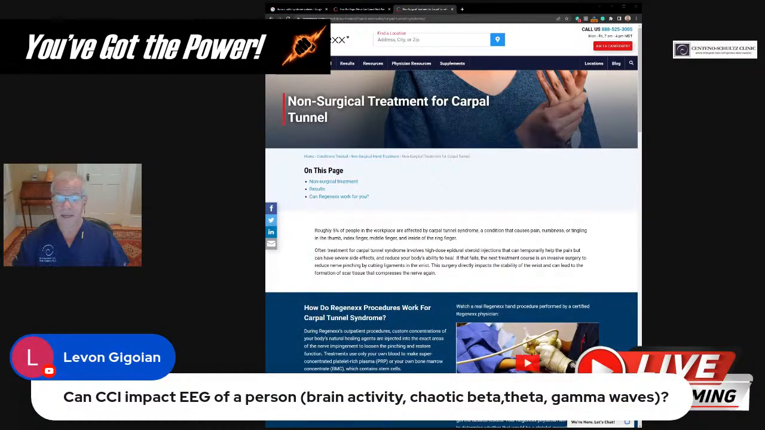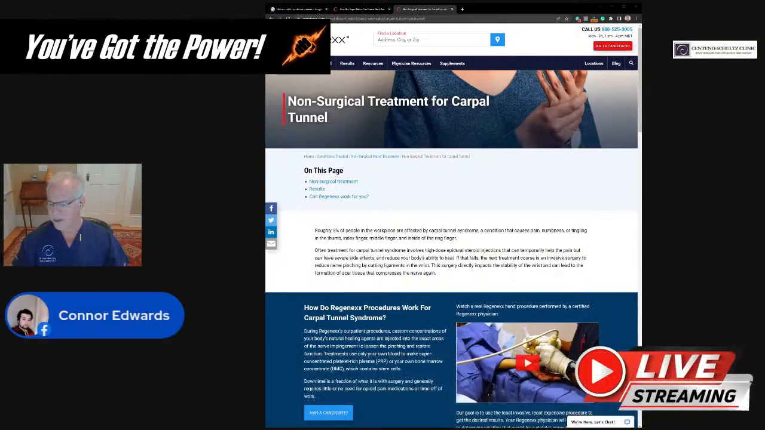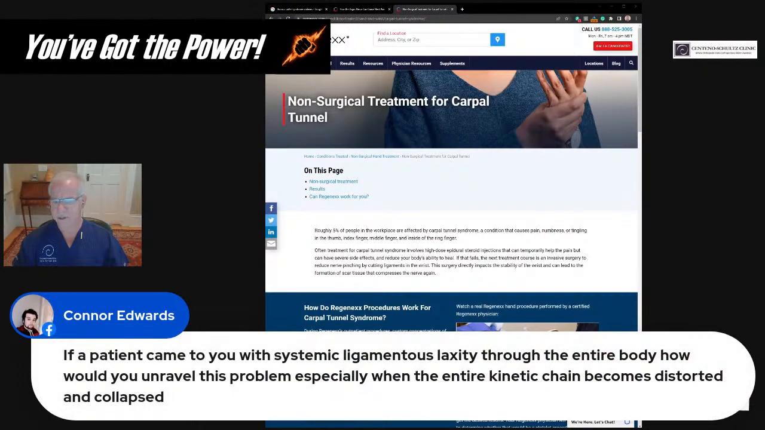Can CCI impact EEG? I don't have a sense of that at this point. And Connor asks about a patient with systemic ligament laxity throughout the entire body. That reminds me of the last question I can answer because I've got a hard stop at 2. But yes, that's a very common problem that we see.